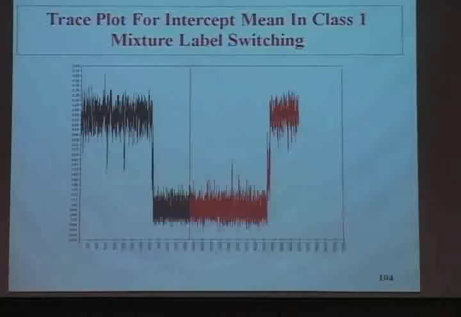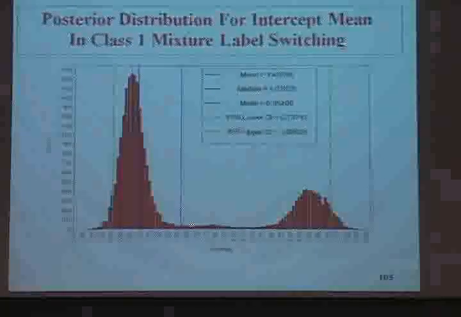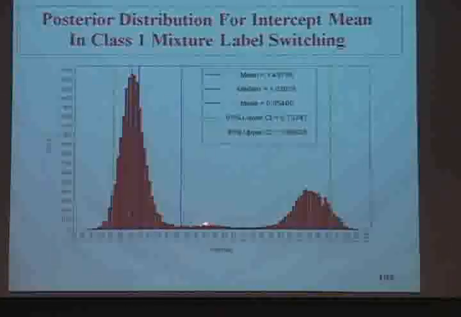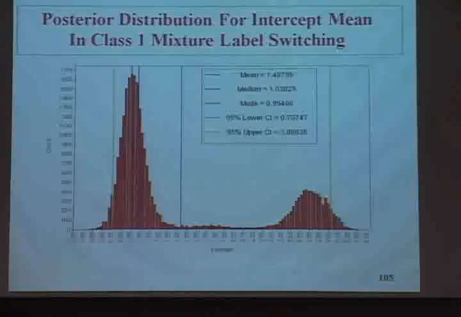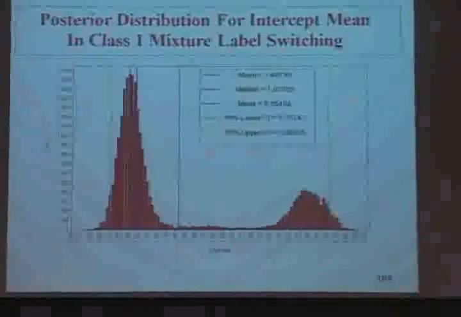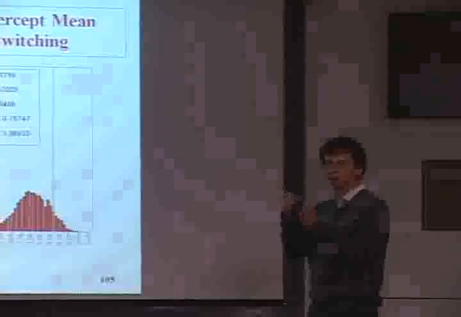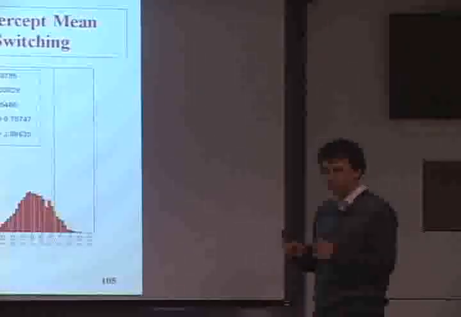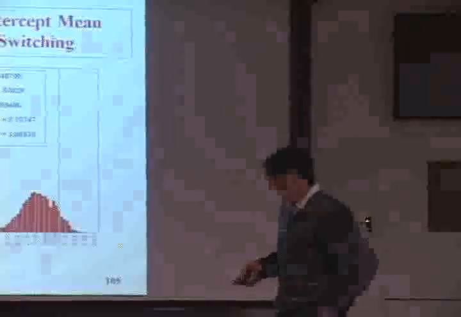Plus there is something else. Even if you run 5 million iterations, the value is completely meaningless because it averages the value of this and this. So we are not interested in that. We are interested in one. Again, you have k factorial symmetric bumps in the posterior distribution, and we are interested in just one of these bumps.